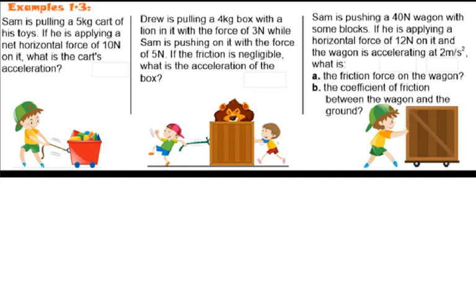So here's the first example. Sam is pulling a 5-kilogram cart of his toys. If he is applying a net horizontal force of 10 newtons on it, what is the cart's acceleration? When they say the net force is applied, that means they don't include the friction, or maybe there is no friction.